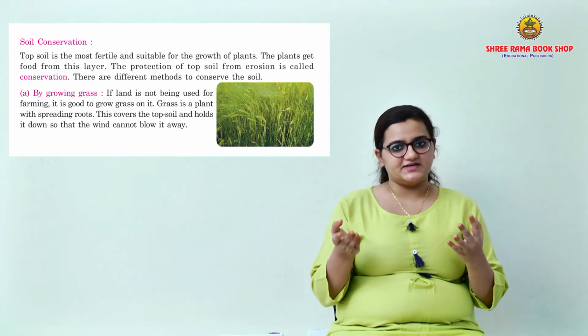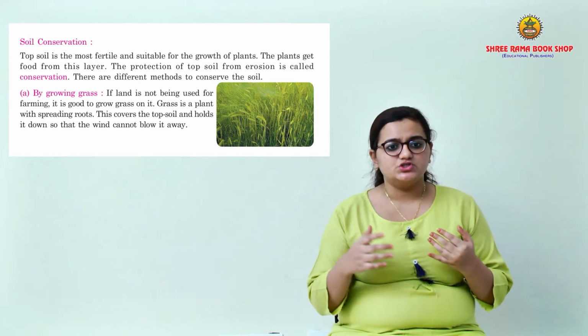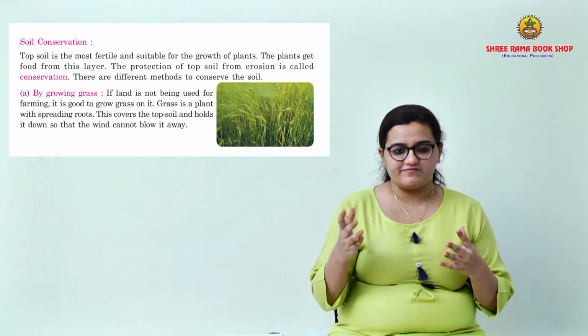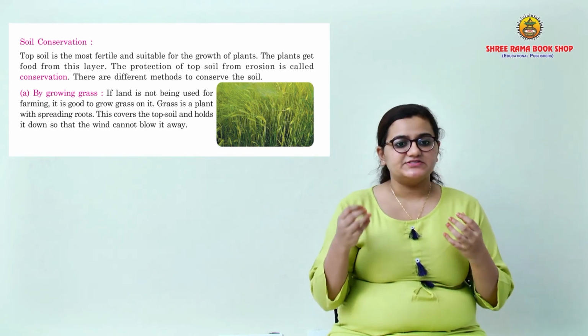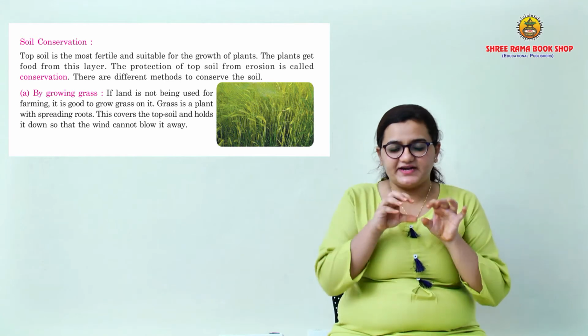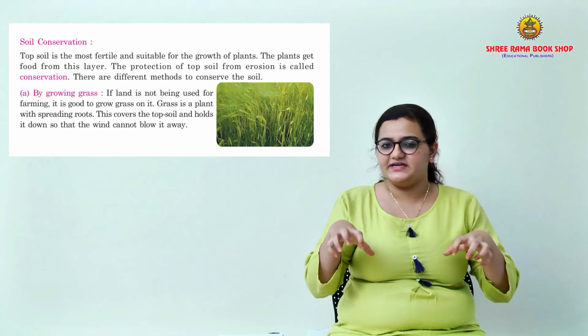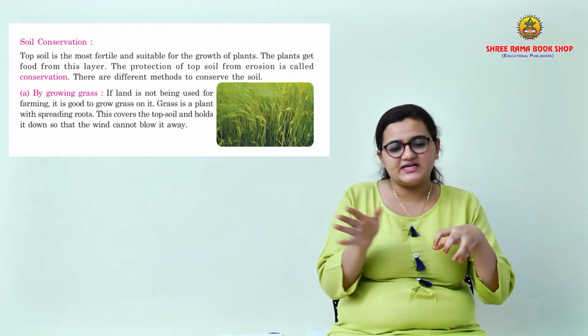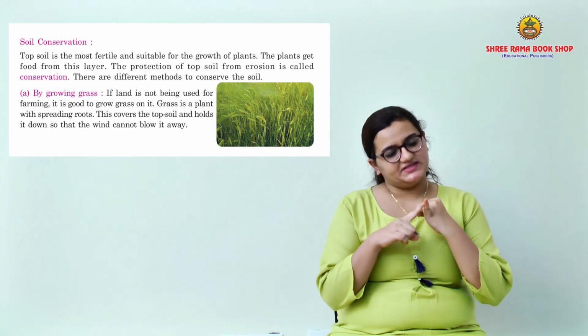There are different methods with which we do this. The first thing is growing grass. If the land is not being used for farming, it is good to grow grass. Grass is a plant with spreading roots. It covers the topsoil and holds it down when the wind is coming, and hence the soil does not get carried away. So one of the methods is growing grass.